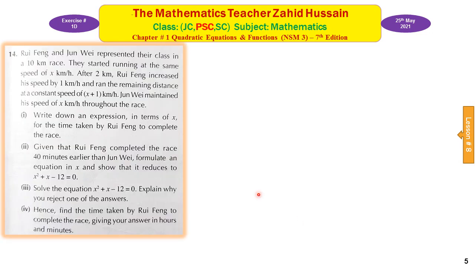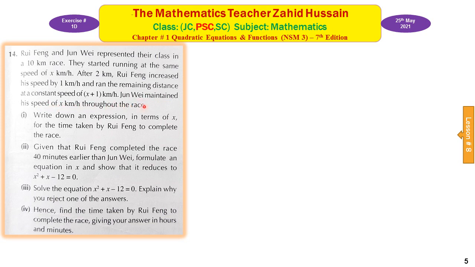Question number 14. Rui Feng and Jan Wei represented their class in a 10 kilometer race. They started running at the same speed of x kilometer per hour. After 2 kilometers, Rui Feng increased his speed by 1 kilometer per hour and ran the remaining distance at a constant speed of x plus 1 kilometer per hour. Jan Wei maintained his speed of x kilometer per hour throughout the race.